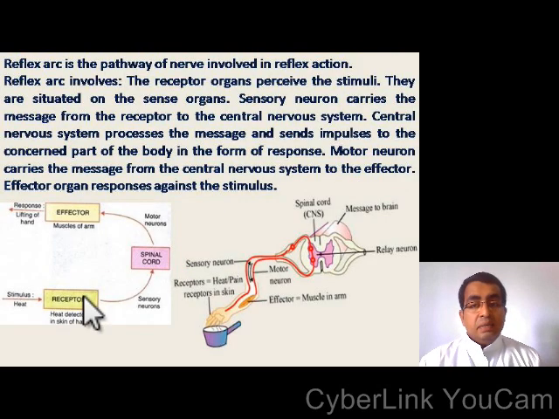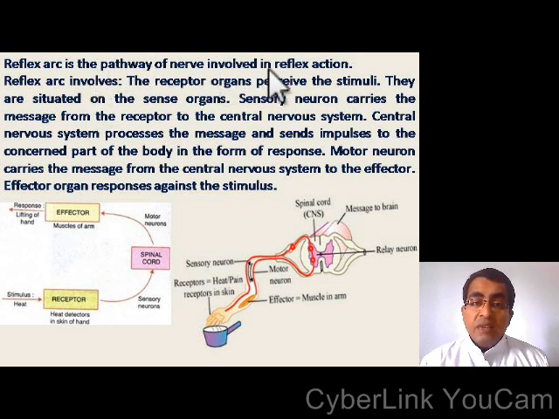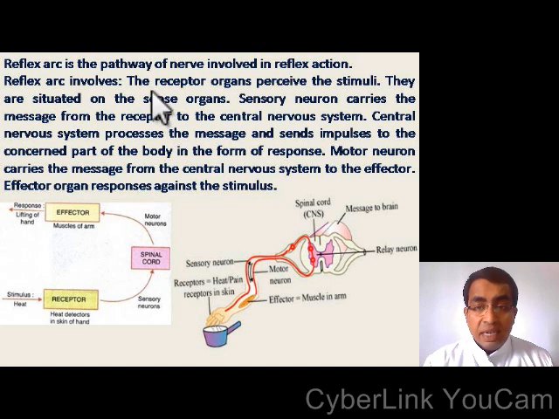Let us see an example. Reflex arc is the pathway of nerve involved in reflex action. Reflex arc involves the receptor organ, which perceives the stimuli. This is a receptor organ. Here, the receptor organ receives the stimuli. Here, heat is the stimulus. The receptor is situated on the sense organ.